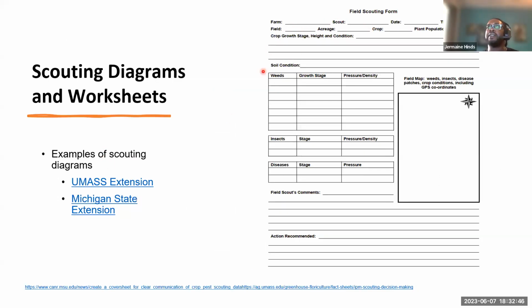Here's another scouting diagram. This one is a farm one. It has a field map. It has a separate box for weeds: growth stage, pressure or density, so how many per quarter meter square or whatever. Then the insects and diseases. The scouting sheet helps you take care of all of that information in a neat and organized way. And if you want some ideas, University of Massachusetts and Michigan State Extension have more information on scouting diagrams and different worksheets you can use.